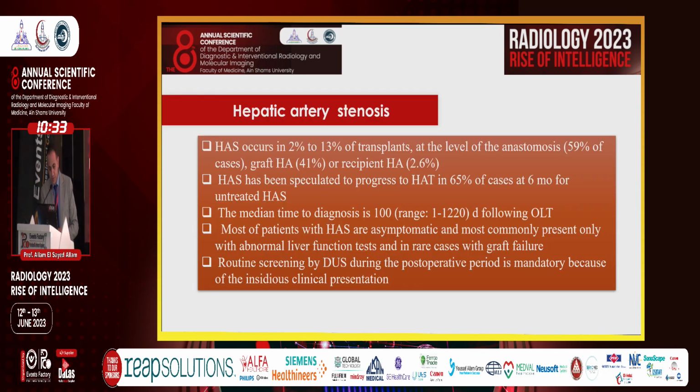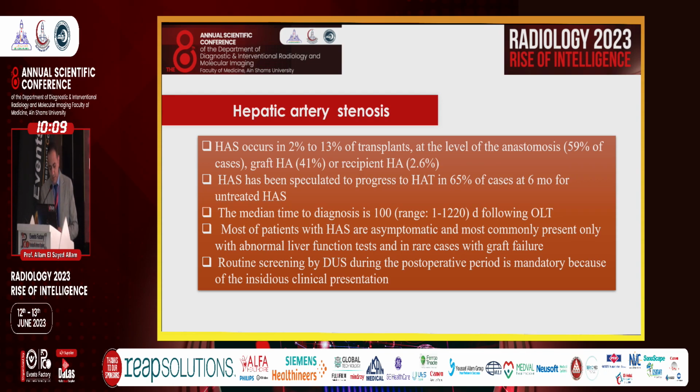Hepatic artery stenosis represents 2 to 13% of the hepatic artery complications, and about 65% can lead to thrombosis. The median time for diagnosis is about 100 days after liver transplantation. Most hepatic artery stenosis cannot be diagnosed earlier because it is asymptomatic.